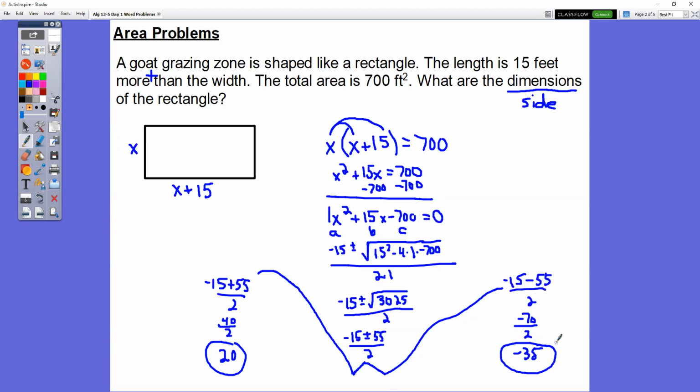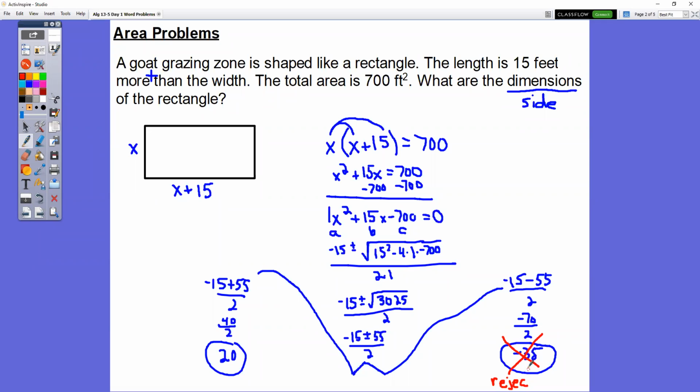Now, pay very close attention because this is the whole point of the lesson today. Can I have a negative length? Can this side of the rectangle be a negative value? No, it can't. That doesn't make any sense whatsoever. You can't have a negative length of a side. So that answer does not make any sense. So you're going to cross that answer out, and you're going to say that you are going to reject it.